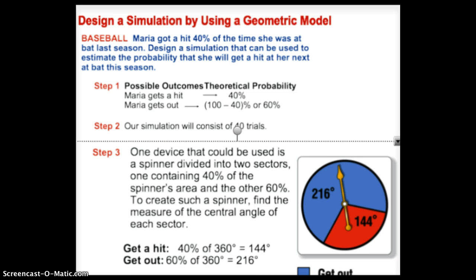Maria got a hit 40% of the time. That means she did not get a hit the other 60%. So we want to design a spinner or some kind of model that represents this. So what we did here was we said 40% of the time she got a hit. So on our spinner, we want 40% of the spinner, or 40% of the 360 degrees, to represent her getting a hit. That being said, the other 60% has to be when she got out, and that has to be 60% of the 360. Notice these fit together perfectly. That means that our values are correct. So designing this, we want to set it up so that it models the scenario that they gave.